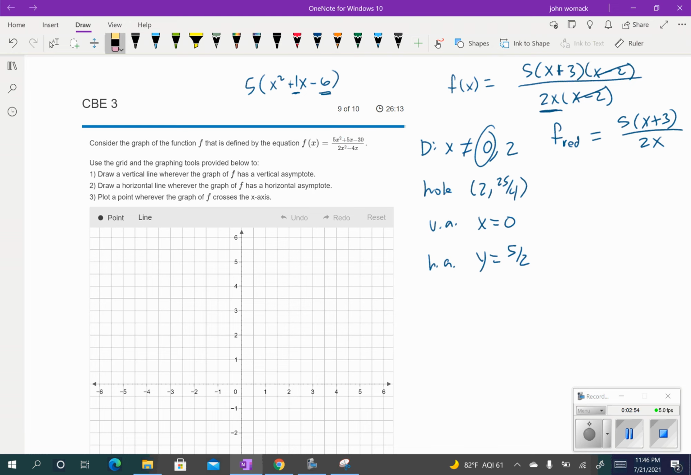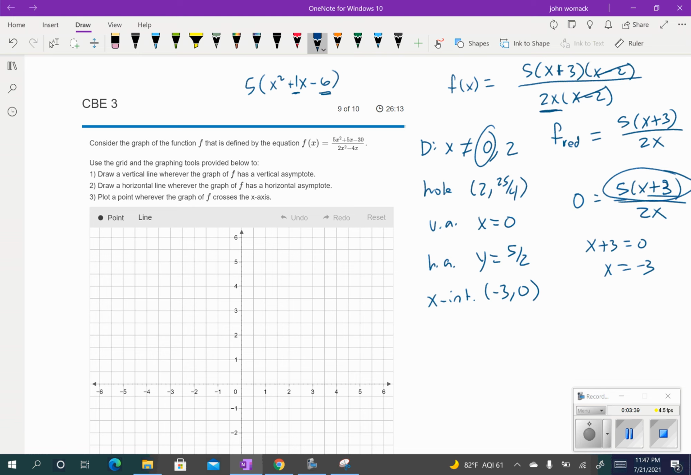And then it wants us to plot a point where the graph crosses the x-axis. So let's find that. Remember, to find the x-intercepts, you plug in 0 for y. We can either use the original one, which is bigger, or the simpler reduced one. I'm going to use that. You plug 0 in for y, and we want to solve for x. So I go 0 equals 5 times x plus 3 over 2x. Well, remember, for a fraction equals 0, that only happens when the top is equal to 0. And I've got it factored already. I just want to know, when does that x plus 3 equal 0? So I subtract the 3 over. So my x-intercept is at negative 3, 0.